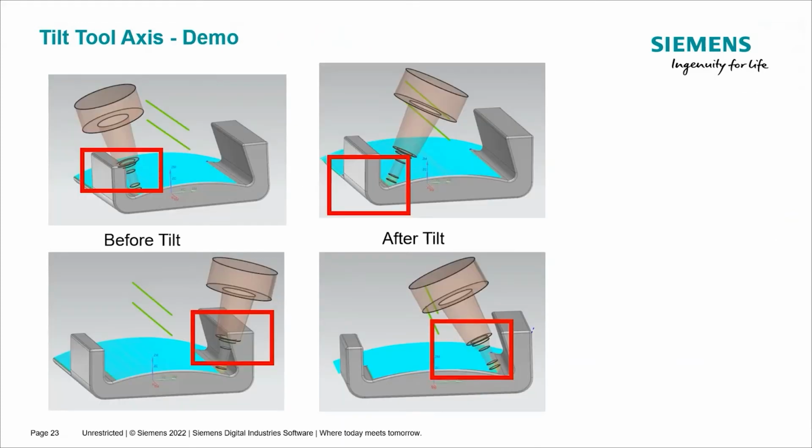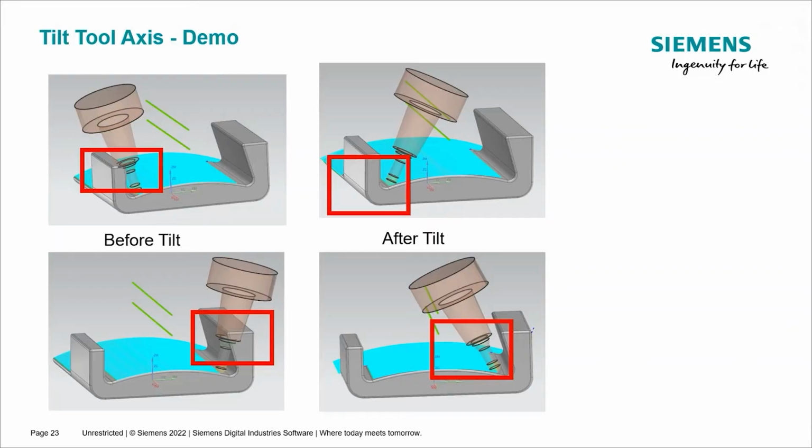So with that, here's just an example. You can see here was the path, the variable axis. Before I tilted it, I was hitting on both of these walls right here on both sides. After I tilted, it automatically moved away and did not run into the part.